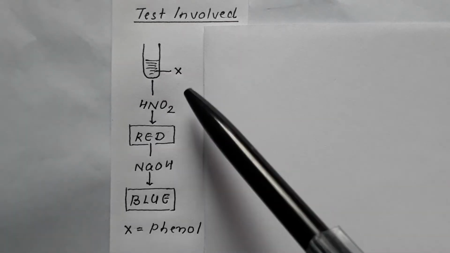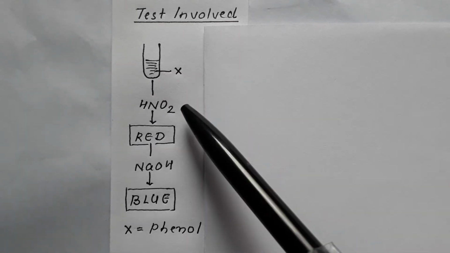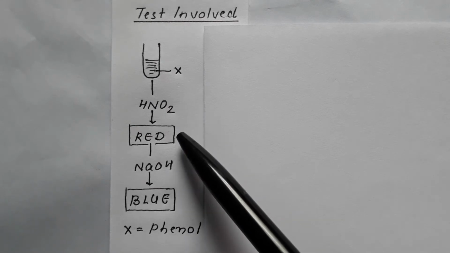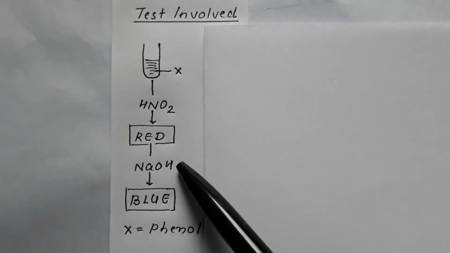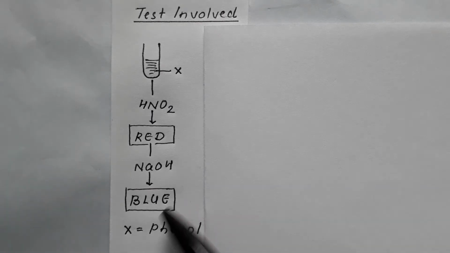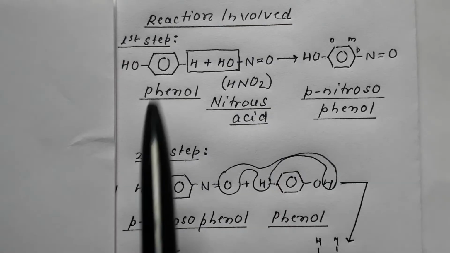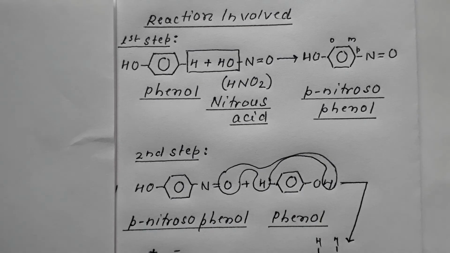I repeat, if into any unknown compound I add nitrous acid and it turns red, and into this red I add NaOH, it turns blue, then this compound X is phenol for sure. Now if I deal with the reaction involved, this is in fact a 3-step process.